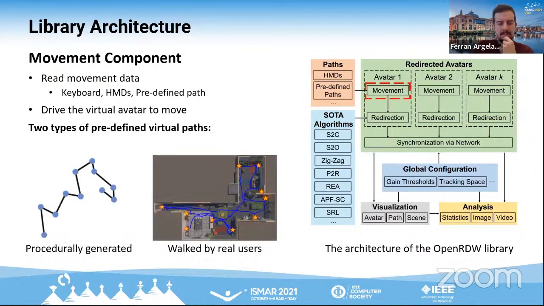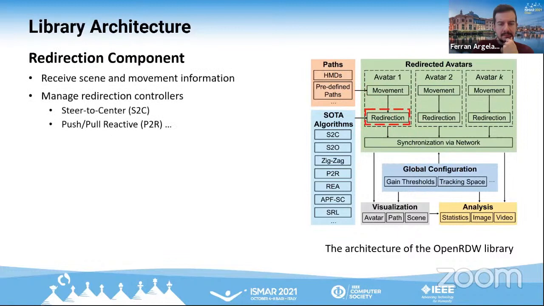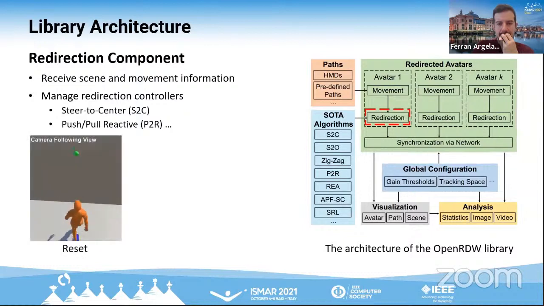Predefined paths are mainly used for automatic simulations, and these virtual paths can come from procedural generation and real-user walking experiments. The redirection component receives the information of the virtual scene and avatar movement to compute gains in real time. This component contains multiple candidate redirection controllers and determines which will be used according to the situation. For example, if the user is around the obstacles or boundaries, resetting controllers will be invoked to avoid collisions.